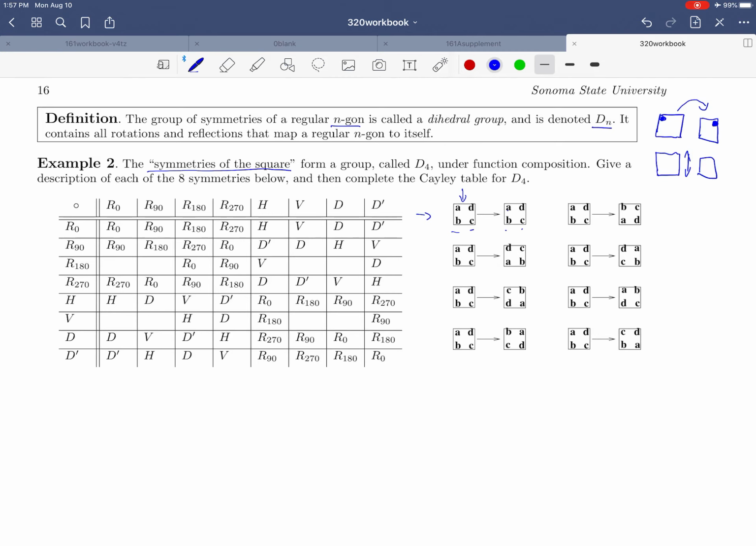I'm going to call that the 0 degree rotation. So this is rotation by 0 degrees. I'm going to call that R sub 0. Let's look at the second example.